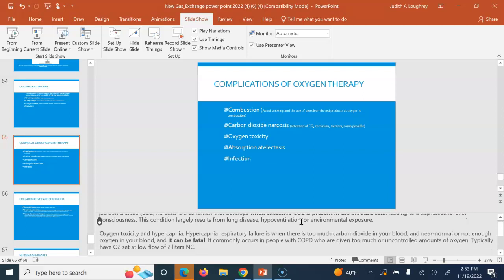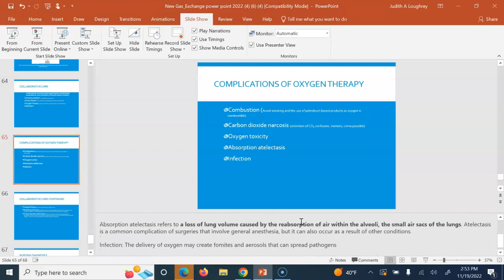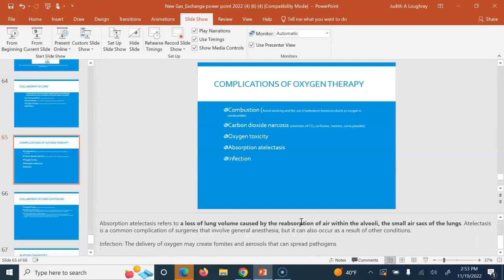Also, we could have absorption atelectasis, which refers to the loss of lung volume caused by the reabsorption of air within the alveoli, which are the small air sacs of the lung. Atelectasis is a common complication of surgeries that involve general anesthesia, but it can also occur in patients with too much oxygen or oxygen complications. Infection is another. The delivery of oxygen, especially when it's humidified, can create fomites and aerosol that can spread the pathogens.